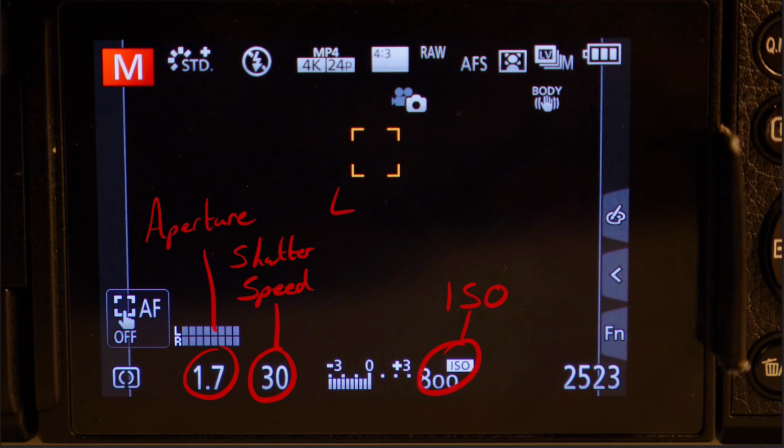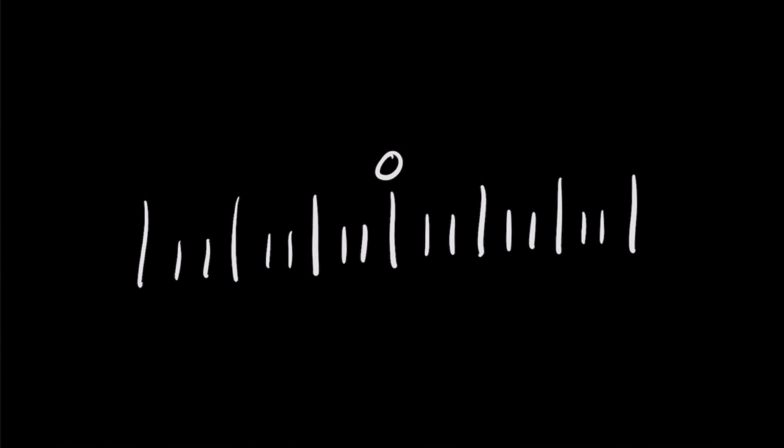And then right in the middle at the bottom, this is your exposure meter. Right in the middle you'll see a 0, and then either side of that you'll have negative values and positive values. So the 0 in the middle is correct, that's the proper exposure for the scene in front of you.